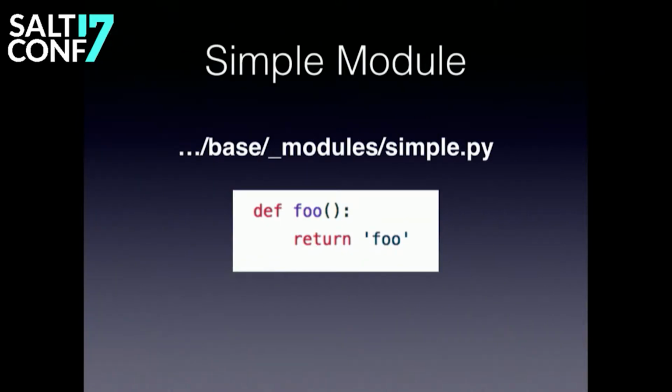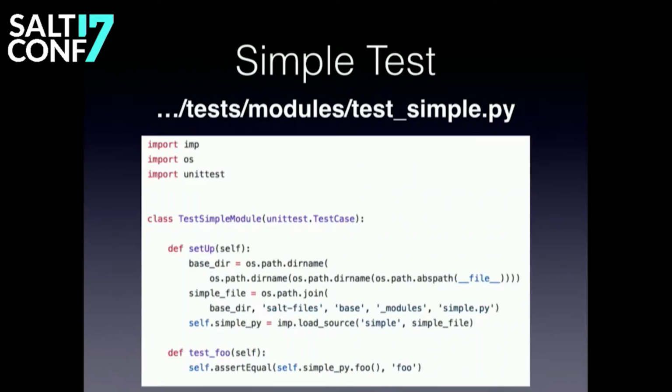So the simple module, this is literally as simple as it can get. Within simple.py, within file, Salt files, base, underscore modules, simple.py, there's a foo method that returns foo. So how do we test that this actually worked? Relatively straightforward. If you've used unit tests before, this should all look very familiar. You write a class, starting with the name test, that's how nose finds it, that extends unit test case. There is a setup method, which I'll talk about in a second, and then your test foo.